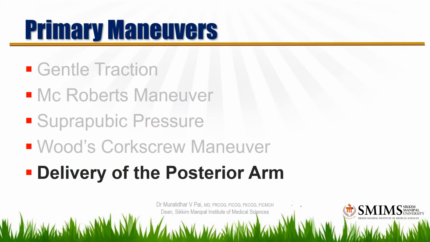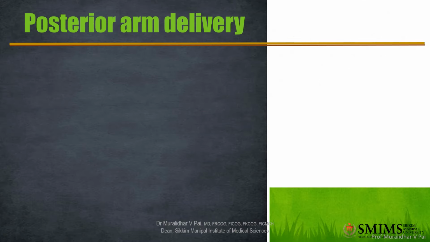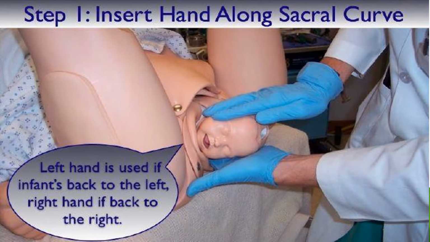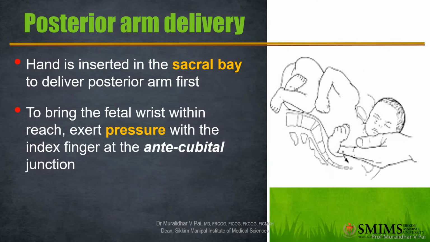Last of the primary maneuvers is delivery of the posterior arm. One may choose to deliver the posterior arm by introducing the hand in the posterior sacral bay, which has comparatively more space, as shown by the orange arrow. This maneuver is similar to Pinard's maneuver of delivering the extended leg in assisted breech delivery.